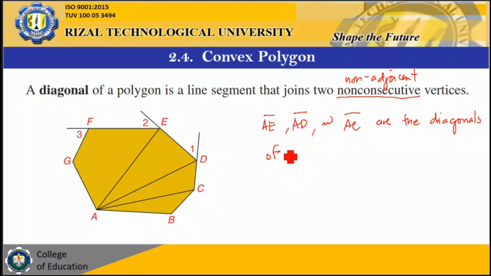So we can see here that there are 7 vertices and 7 sides. So therefore, we can say that this one is a heptagon. So the diagonal of heptagon, let's name this A, B, C, D, E, F, G.